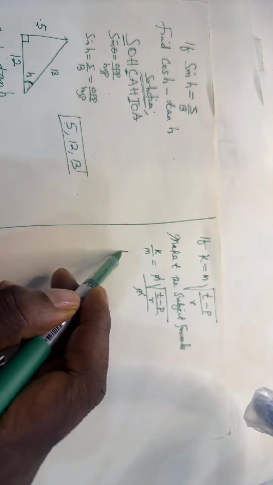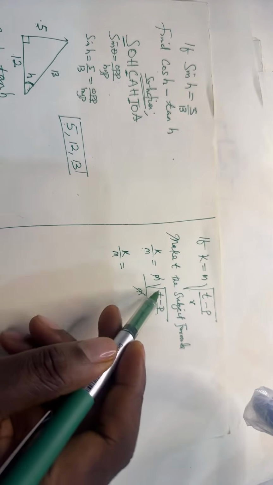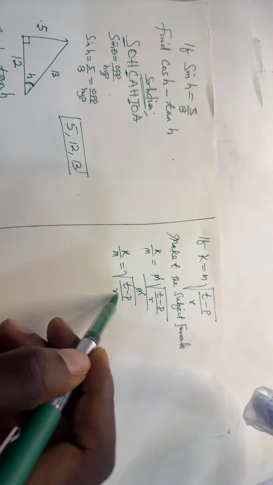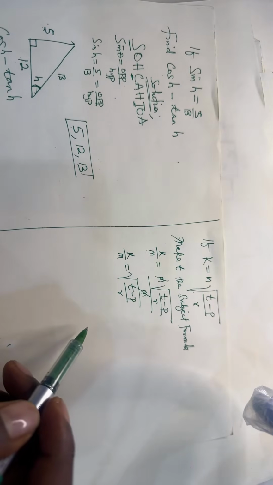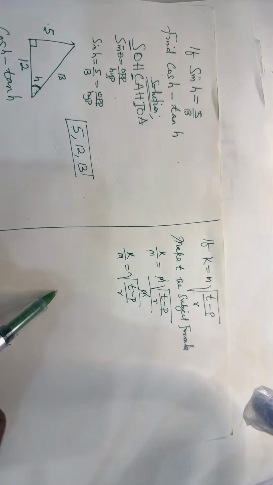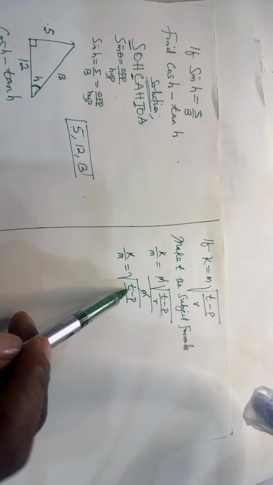What is left here? You can't cancel k and m now; they don't resemble. So this one and this one have cancelled. What is left is root of (t minus p) divided by r. Even though we have done that, did you notice that this root is still there? And without removing this root, you cannot have access to t.